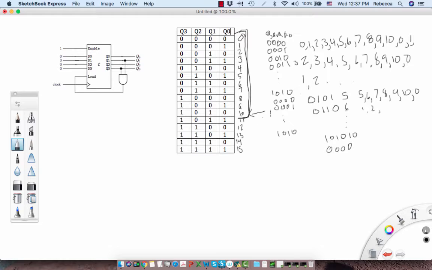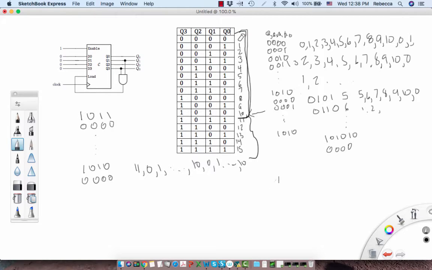So let's see what happens if you start at any of these other values after 10. Let's say we start at 11. So at 11, we have 1, 0, 1, 1. Note that Q3 and Q1 are both 1. So the load will be 1, and so the next value it will load will be 0, 0, 0, 0. Well, now we're right back to here, and so it'll count until it gets to 10, and then it'll go back to 0. So if you start with 11, you'll get 11, 0, 1, dot, dot, dot, 10, 0, 1, dot, dot, dot, 10.